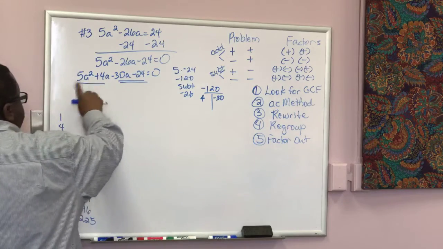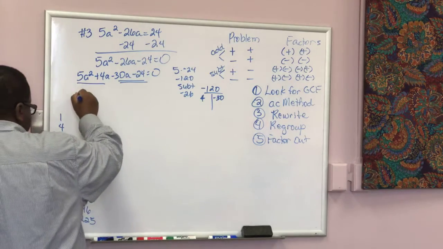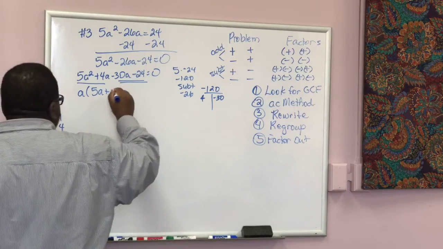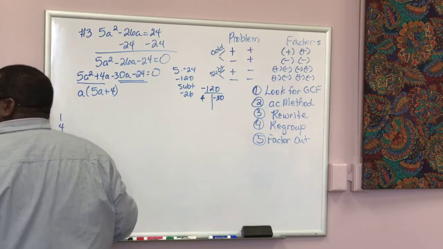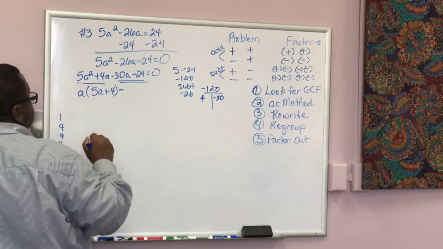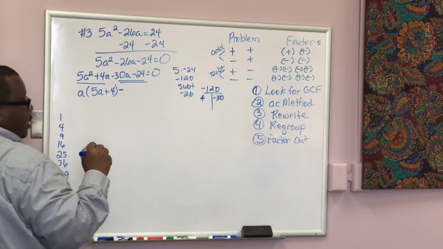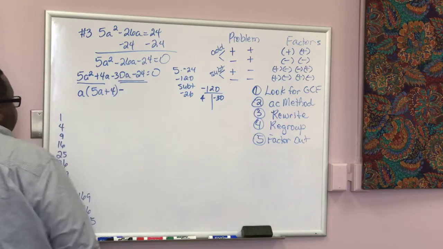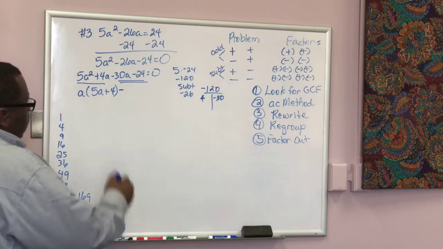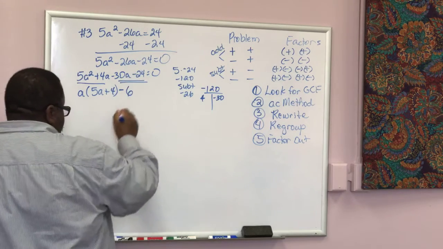So what do these two have in common? A. A. And we left with what? 5a plus 4. All right. Then bring down the what? The minus sign, right? Then what do these two have in common out of 30 and 24? 6. Is it 6? I think it is. We're going to go with 6 for now and see what happens.